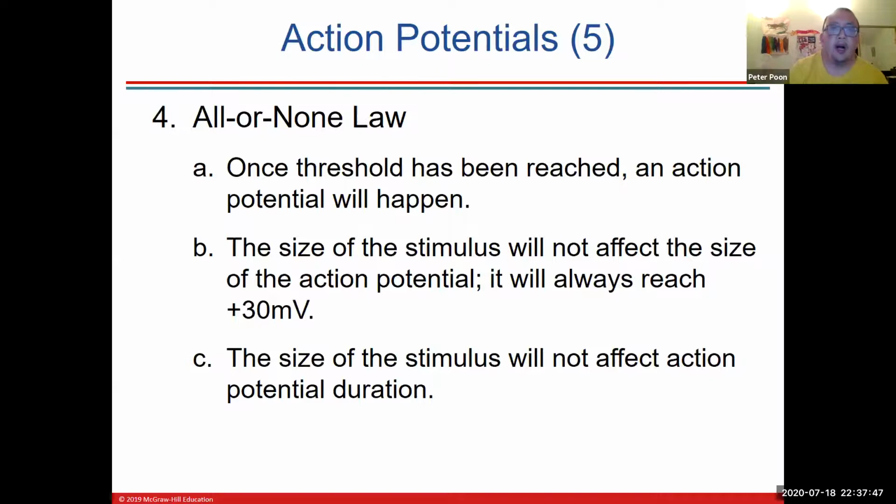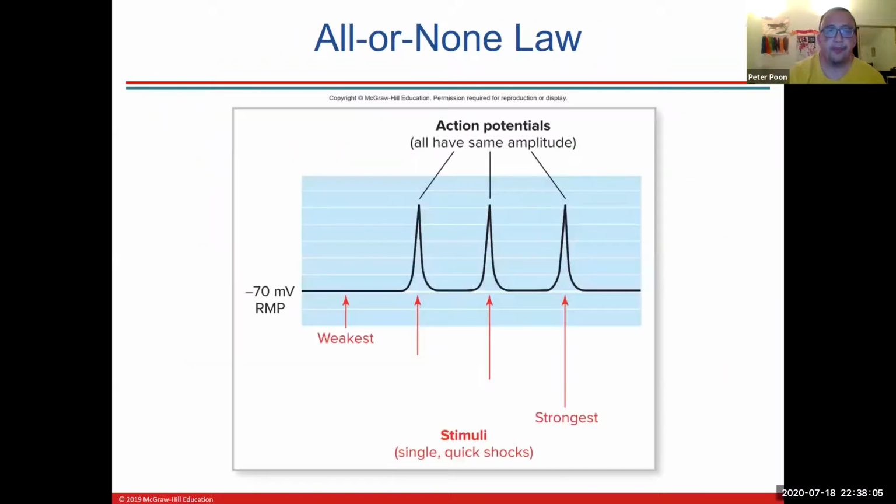So the size of the stimulus will not affect the size of the action potential. It'll always be 30 millivolts. The size of the stimulus will not affect the action potential duration. Once you open that gate, they go through. So no matter what the trigger is, the end result is all the same.